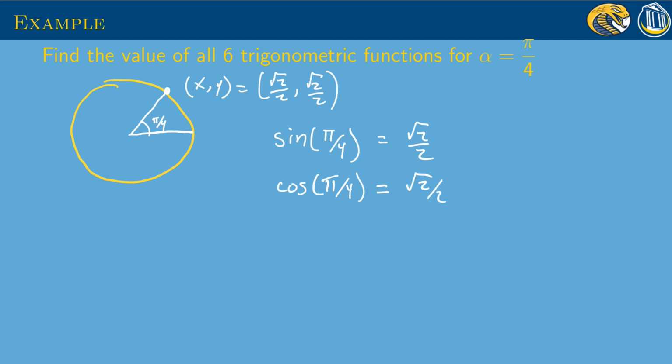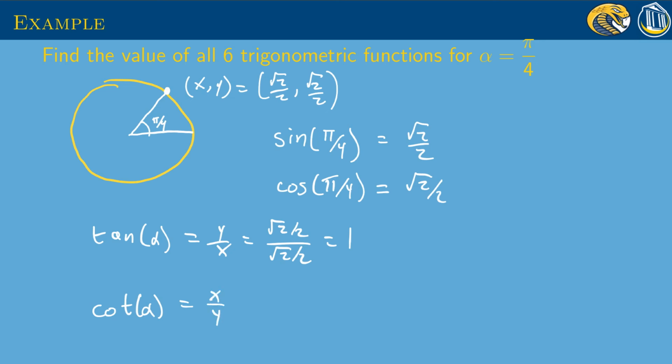Our first new function, tangent alpha, is y over x. That's the same thing as root 2 over 2 divided by root 2 over 2. It's the angle divided by itself, which is 1. Cotangent alpha, that's x over y. It's the same thing. Root 2 over 2 divided by root 2 over 2 is 1.